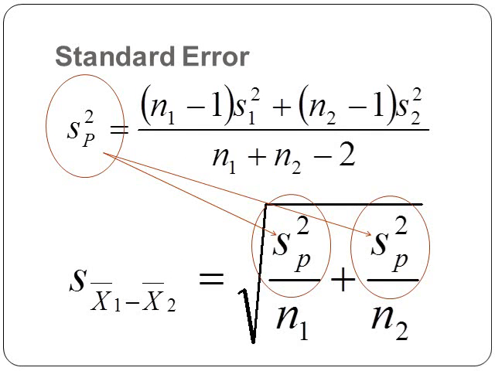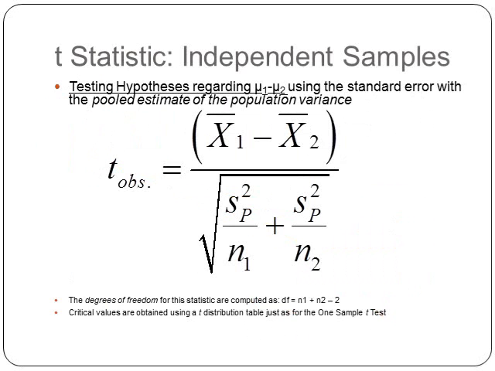The standard error, now, in order to calculate it, we are taking the pooled variance and placing it into the equation to calculate the estimate of the standard error. So that's the denominator of the independent samples t: the estimated standard error, and the numerator is just the difference still between those two means.